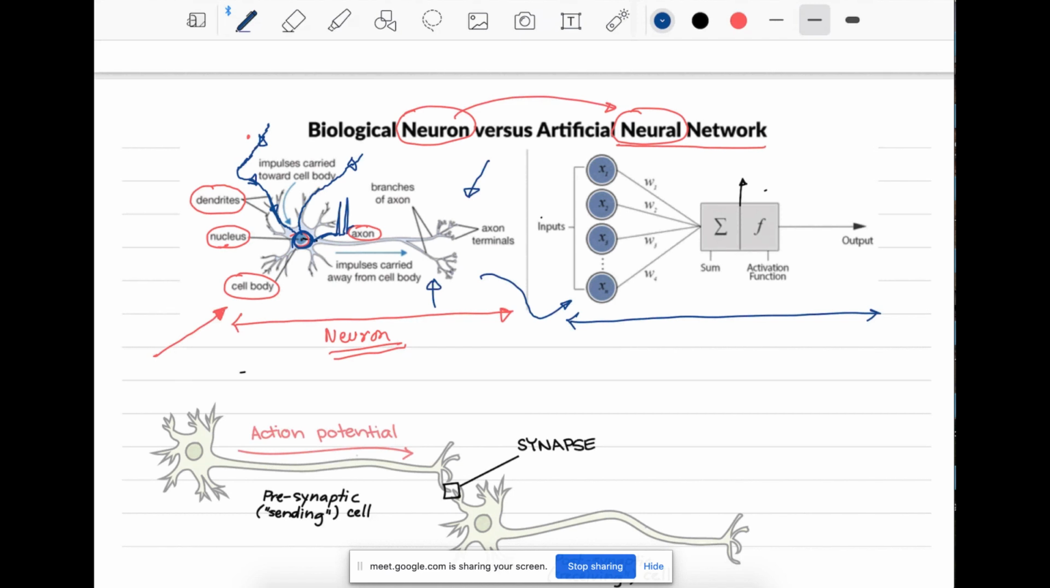So most of engineering is actually approximation. In the same sense, they have created an approximated version of the neuron using this particular mathematical model.